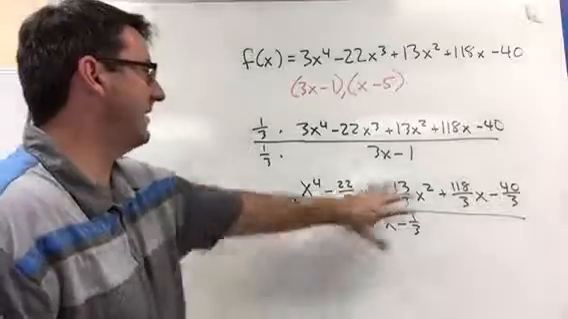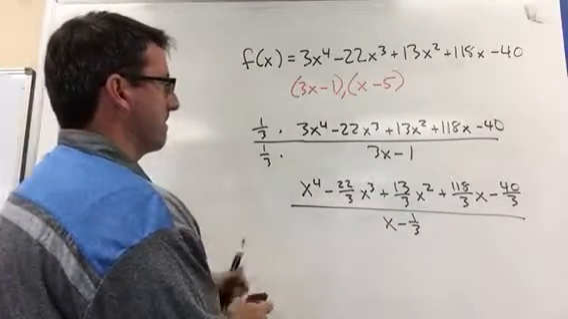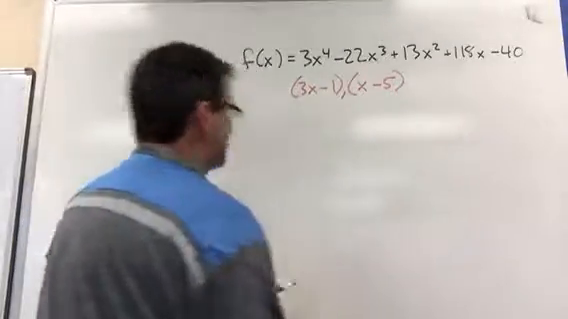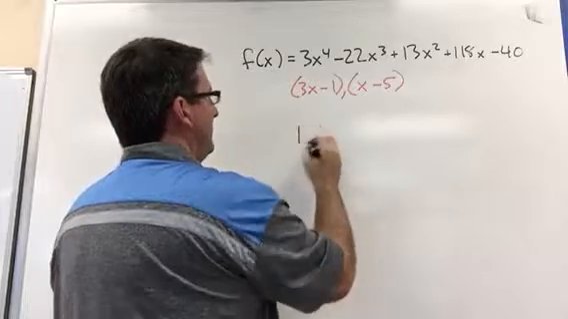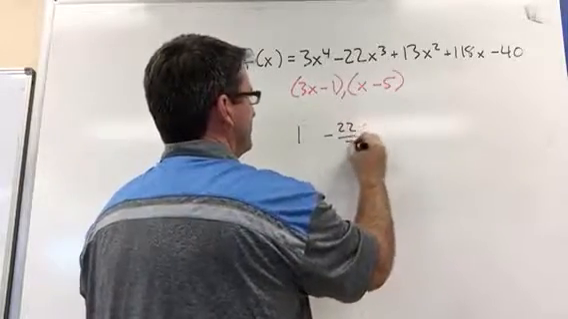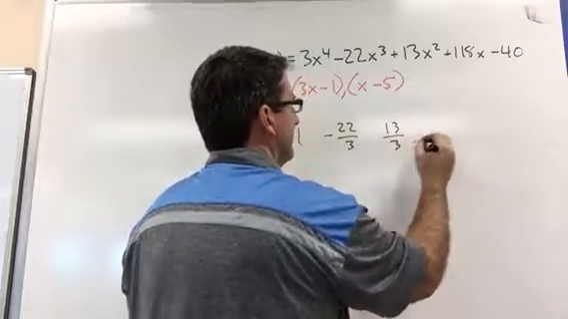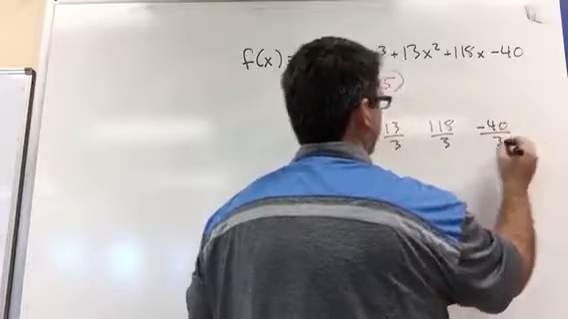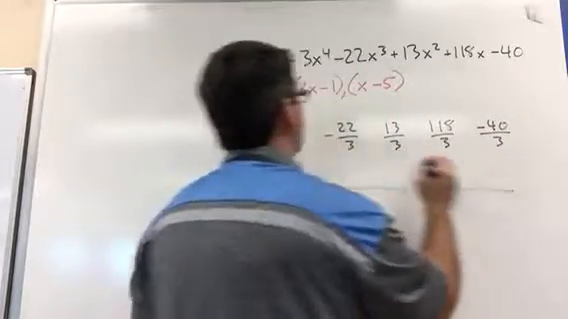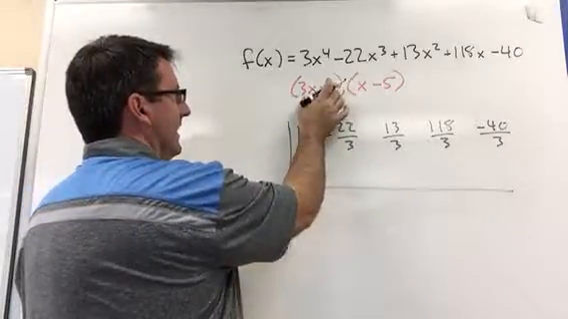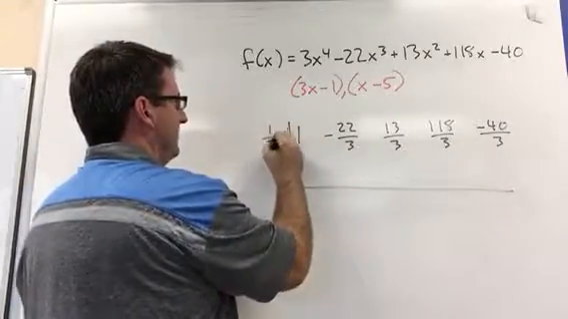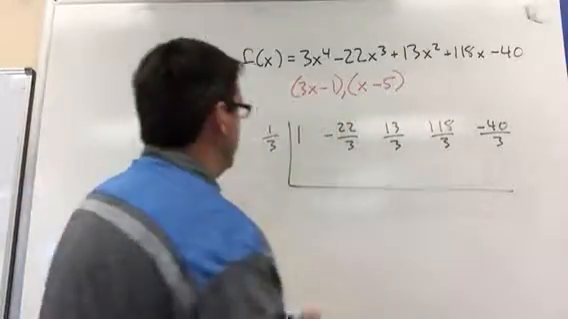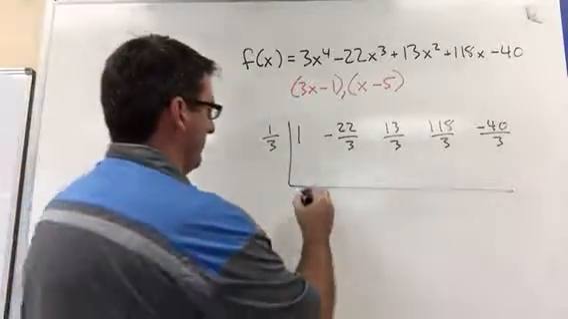All right, so let's take all of these coefficients and let's put them in our synthetic division. So we got 1, negative 22/3, 13/3, 118/3, and negative 40/3. And we're going to divide this whole thing by x minus 1/3. So we're going to put 1/3 up front here. All right, so drop down the 1.